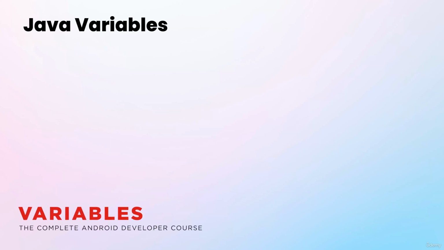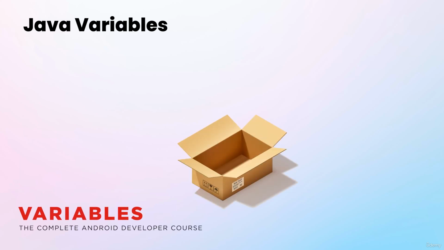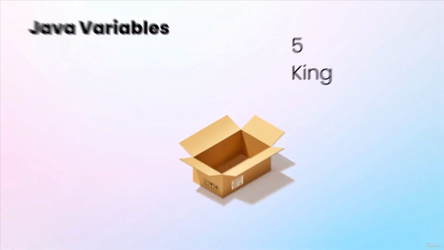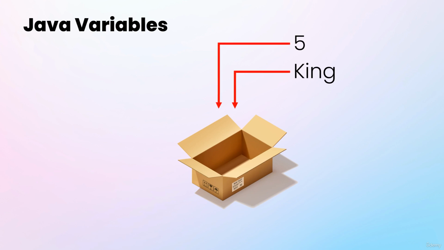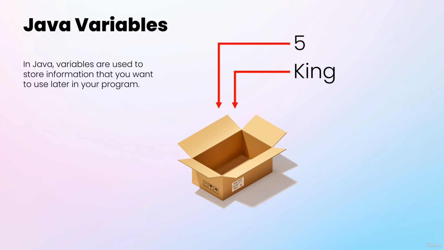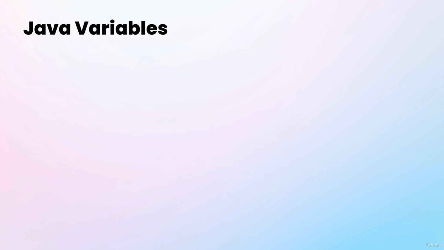In this video we're gonna talk about Java variables. Imagine you have a special box called a variable. This box can hold different things like numbers or words. So I'm going to store these numbers or these words into this box. In Java, variables are used to store information that you want to use later in your program.